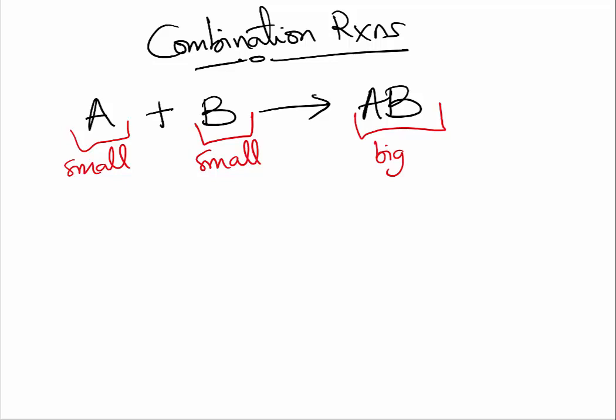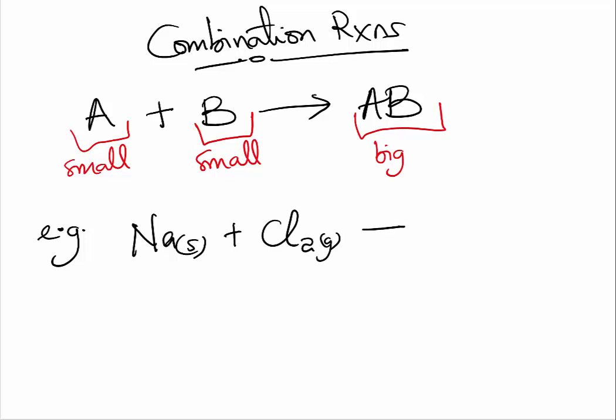Anytime you see 2 substances combined, for example, if you react sodium, which is a solid, with chlorine gas, and you get sodium chloride. Now let us balance the equation. If you place a 2 here and you place a 2 here, the equation is balanced. Now we have a combination reaction.